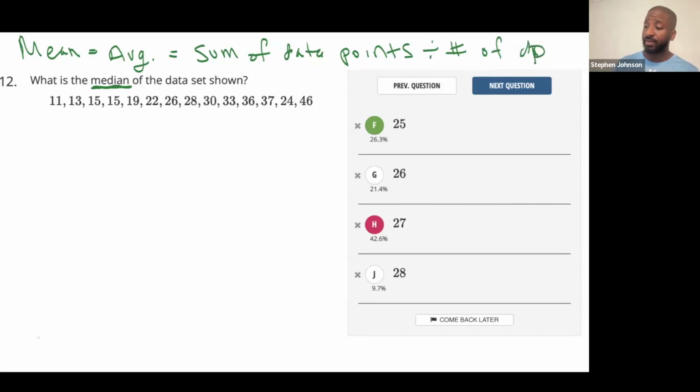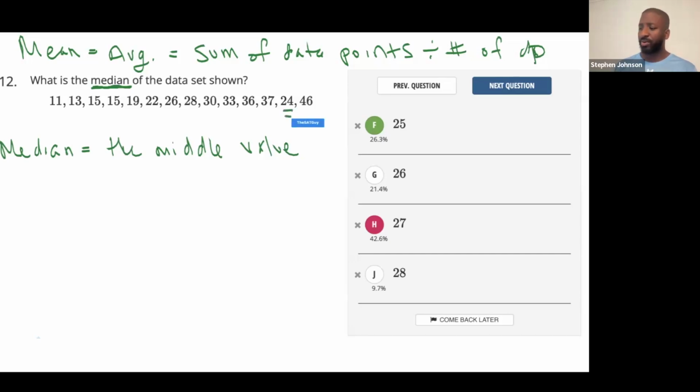The median is different, right? So the median is actually simpler. The median is just the middle value. What's important to understand about the middle value, however, is that you have to arrange your data points in order. So if we were to arrange these data points in order, looks like they are already in, no, I have this 24 here messing things up. So I'm going to just rewrite this in order.